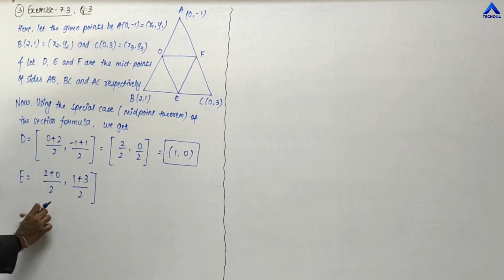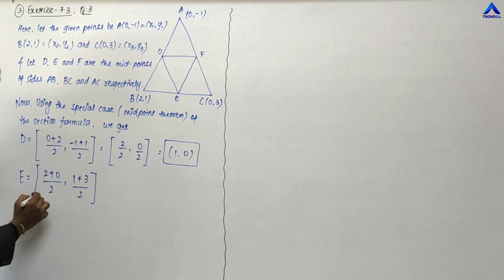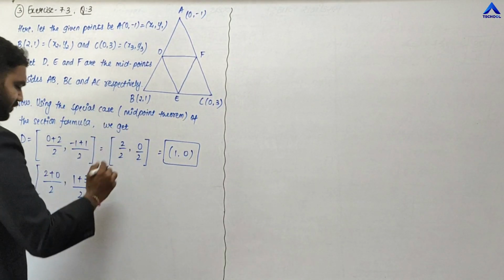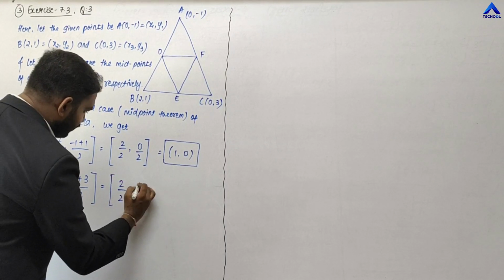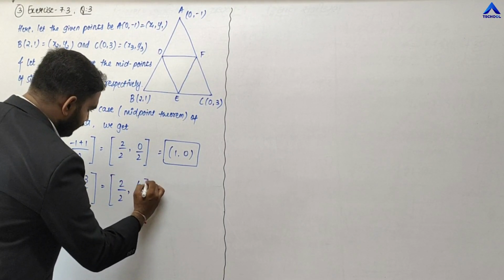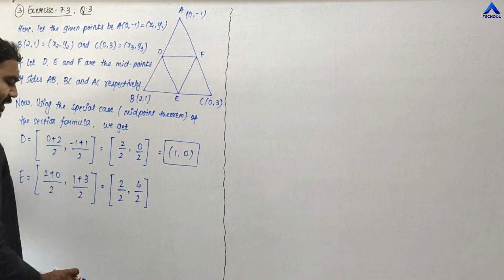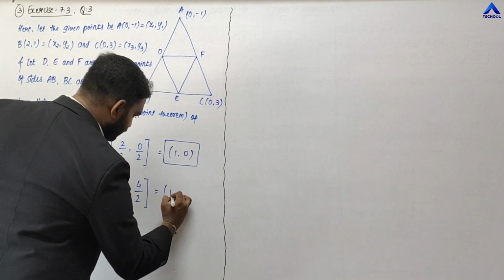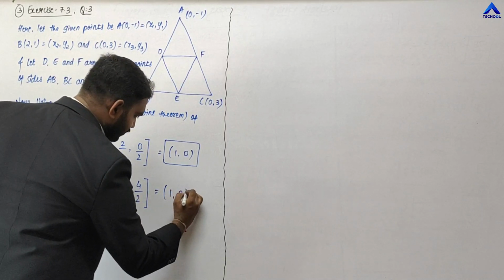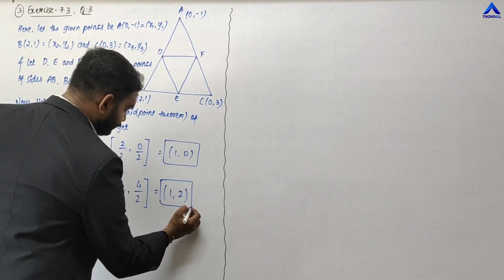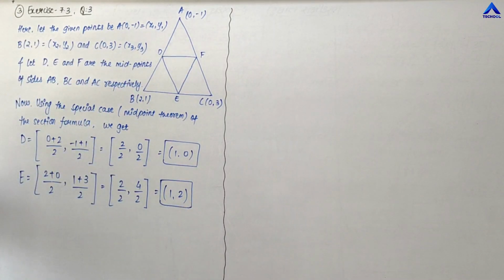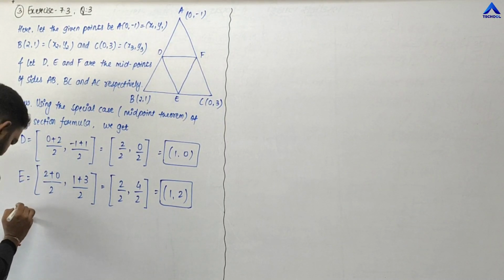Okay, so this is how you can add up using the midpoint theorem, that is (2 plus 0) by 2 comma 4 by 2. 2 by 2 is equal to 1 comma 4 by 2, that is 2. So we got the coordinates of E, that is (1, 2). Similarly we find out the coordinates of F.